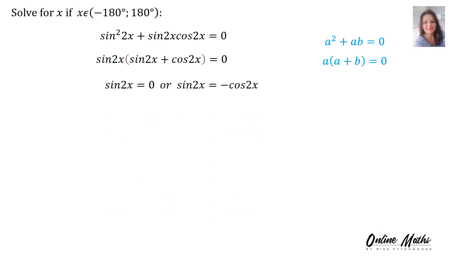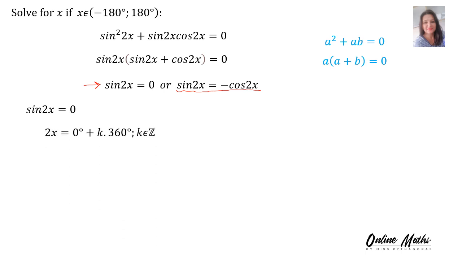And then you can split it up into sin 2x is 0 or sin 2x is equal to minus cos 2x. Now this side, the sin 2x is equal to minus cos 2x, I will deal with that one on the next slide because there's not enough space here. Let's zoom in on sin 2x is equal to 0. Now I give you that. So let's solve that one.